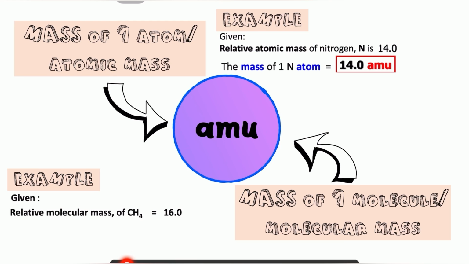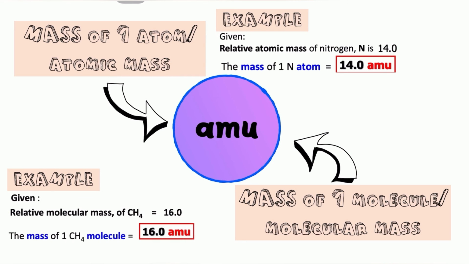For the molecule example, we have here the relative molecular mass of CH4. The value is 16.0. This is a relative molecular mass, that's why it doesn't have units. So for the mass of one molecule, or molecular mass, if the question uses the term molecular mass, it means that the mass of a CH4 molecule is 16.0 AMU.